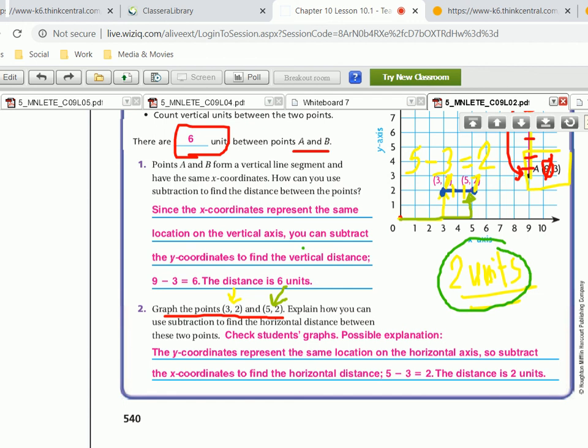So we have two ways to get the length of the line or the distance between 2 points. The first is to count the number of squares between the 2 points. Secondly, you can subtract the different numbers between the 2 points. Cancel the same numbers and subtract the different numbers.